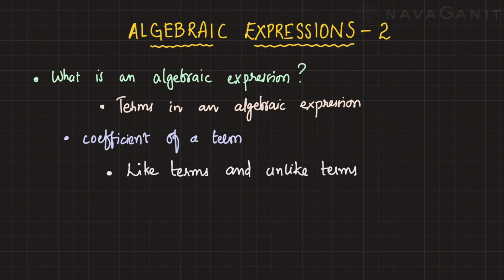We'll learn about algebraic expressions. What are the various terms in an algebraic expression? What do we mean by the coefficient of a term? And what are like terms and unlike terms?